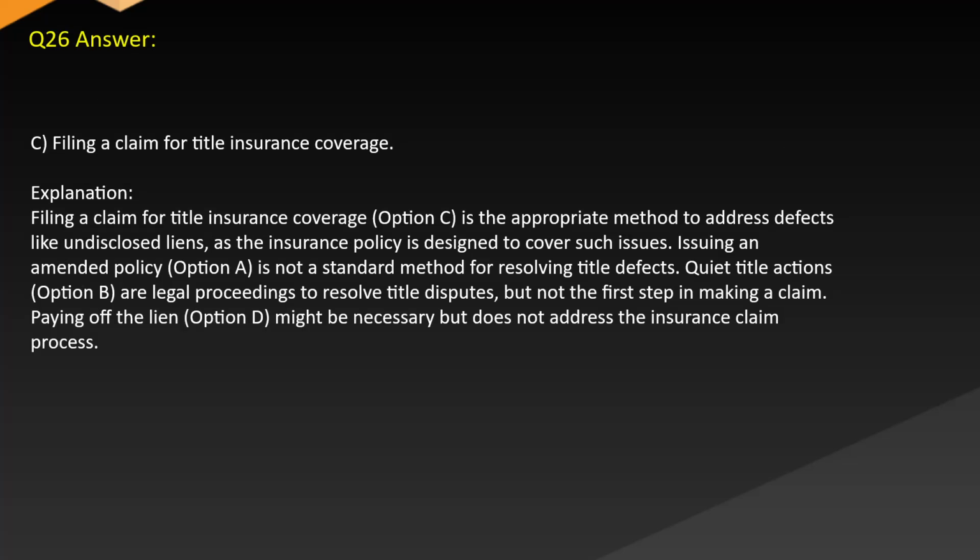Answer: C. Filing a claim for title insurance coverage. Explanation: Filing a claim for title insurance coverage, option C, is the appropriate method to address defects like undisclosed liens, as the insurance policy is designed to cover such issues. Issuing an amended policy, option A, is not a standard method for resolving title defects. Quiet title actions, option B, are legal proceedings to resolve title disputes, but not the first step in making a claim. Paying off the lien, option D, might be necessary, but does not address the insurance claim process.